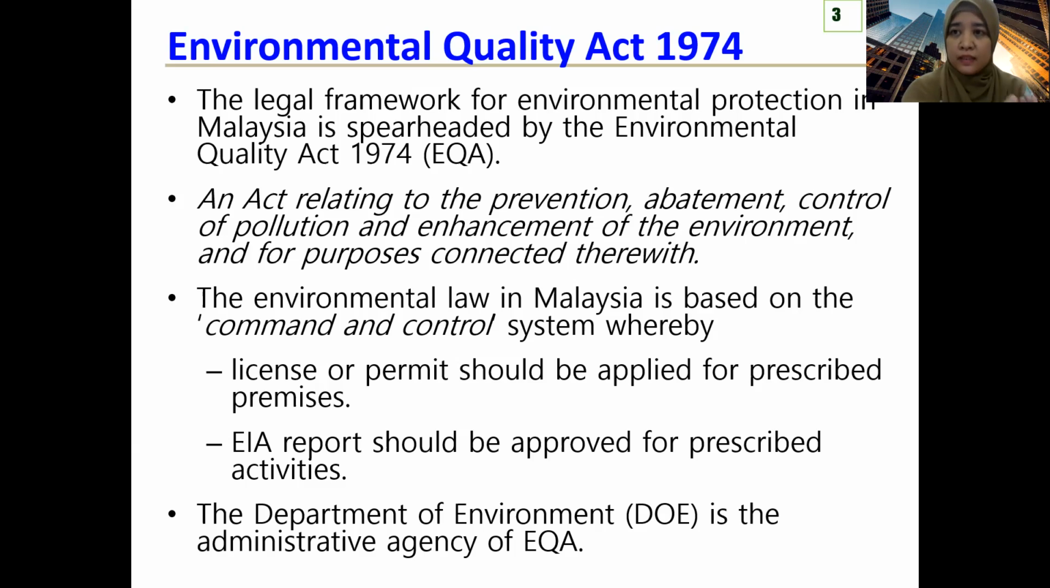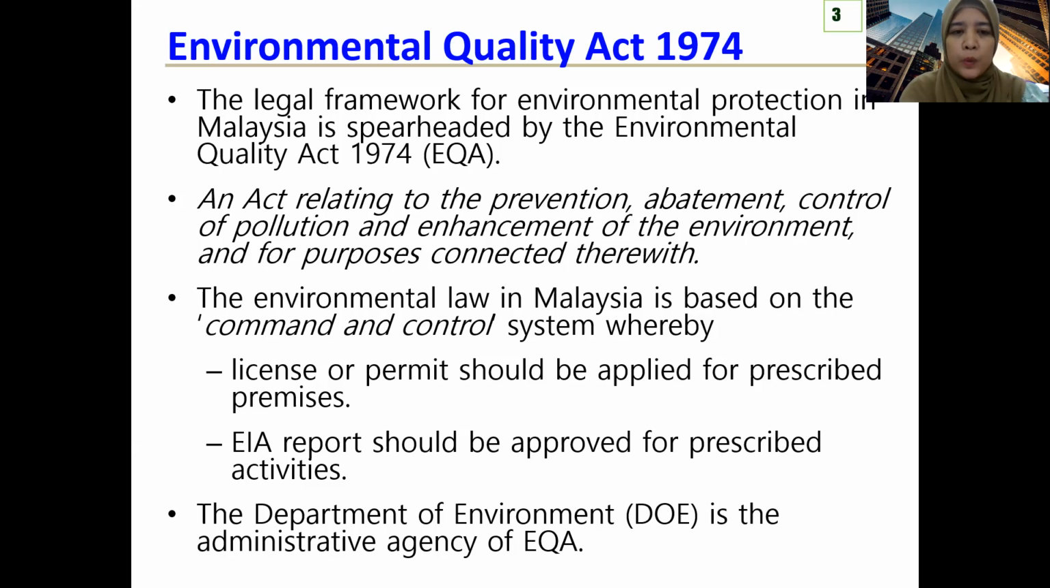When we talk about licensing of prescribed premises, what kind of license are we talking about? What's the procedure? All of these are contained inside the EQA 1974. So environmental law in Malaysia is based on the command and control system. Somebody mentioned this during tutorial last week. Under command and control, a license or permit should be applied for prescribed premises and an EIA report should be approved for prescribed activities.